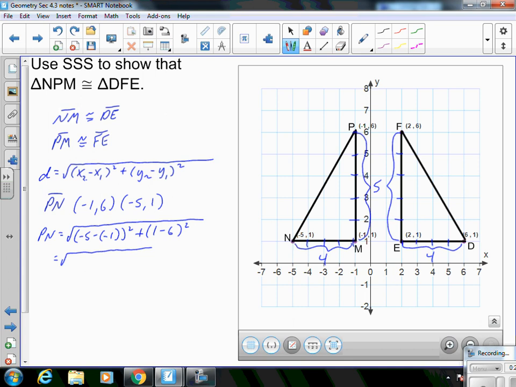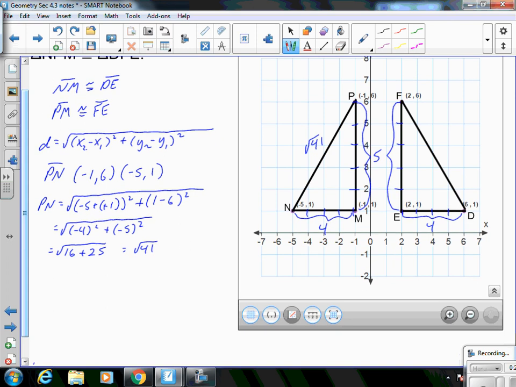It's -5 minus -1, that's a double negative, so we're going to be adding 1 to -5, which is going to be -4 squared. And 1 minus 6 is -5 squared. So -4 squared is 16, -5 squared will be 25, and 16 plus 25 will give us the square root of 41 for P to N.